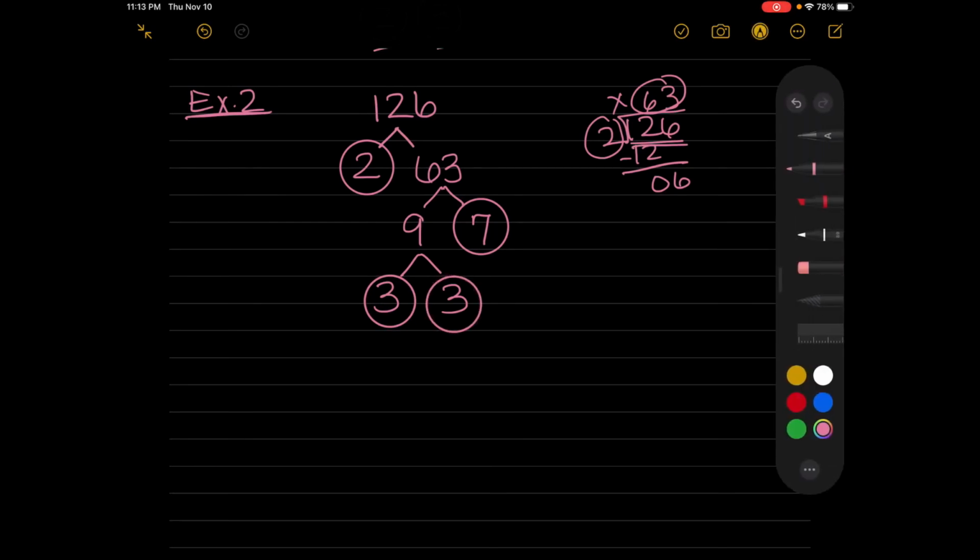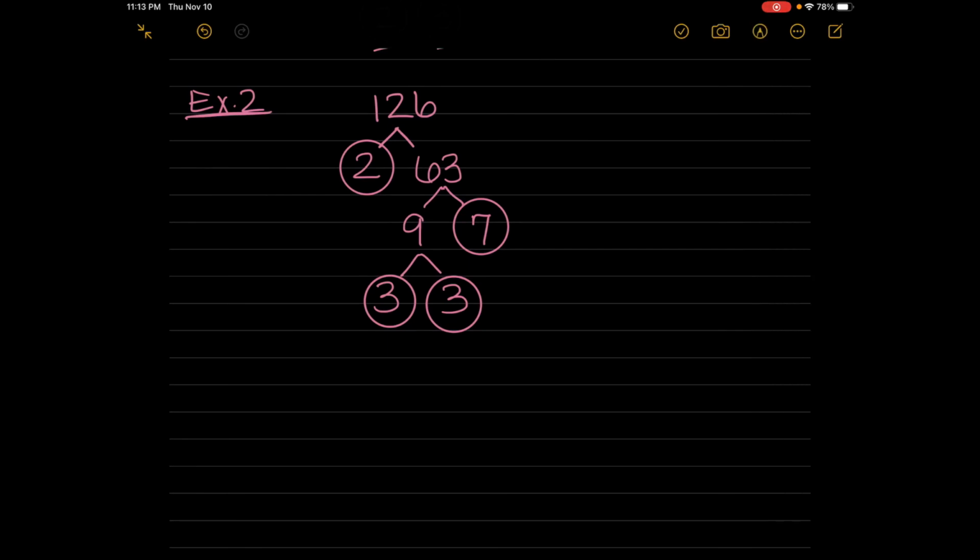Now, on your work, we're going to write these down. Just a minute, I've got to erase all this mess because it's in my way. And now up here, I'm going to put them in order. So I have 2 times 3 times another 3 times 7. See how I put them in order from least to greatest? Well, now I'm not finished.